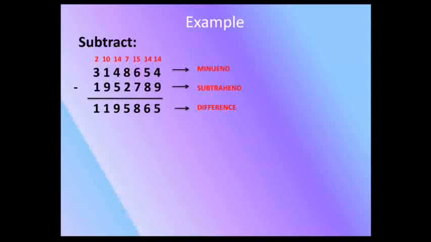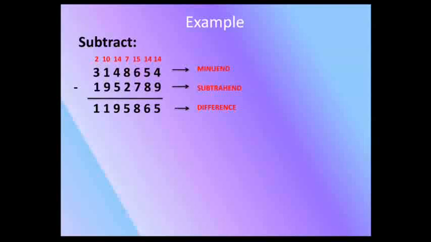0 minus 9 is not possible, so it borrows 1 from the number present at the 10 lakh position, and it becomes 10. 10 minus 9 is 1. Now this 3 becomes 2, and 2 minus 1 is 1. Like this you can solve any subtraction. Take any example and try to solve questions based on subtraction.